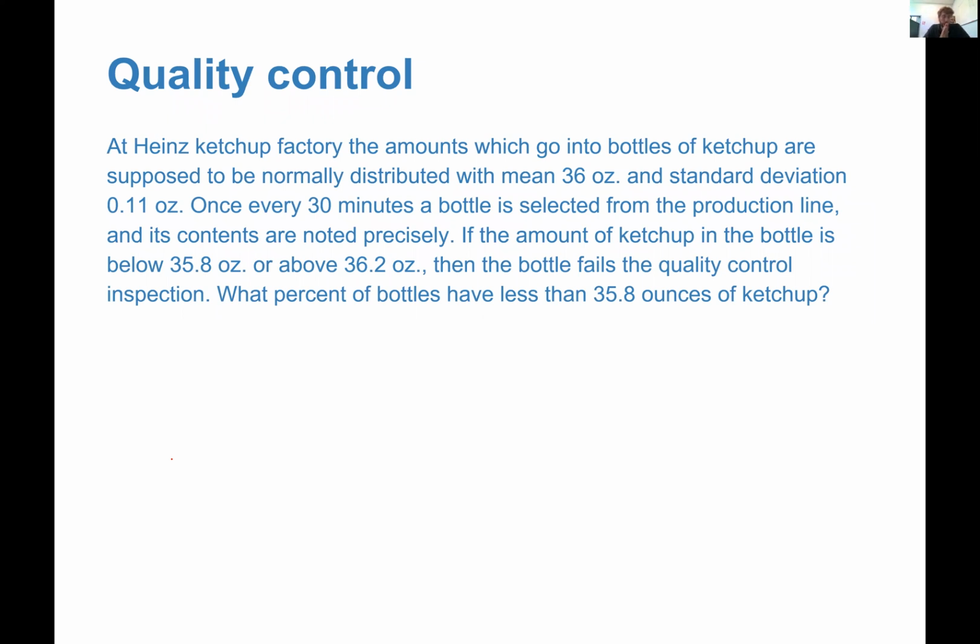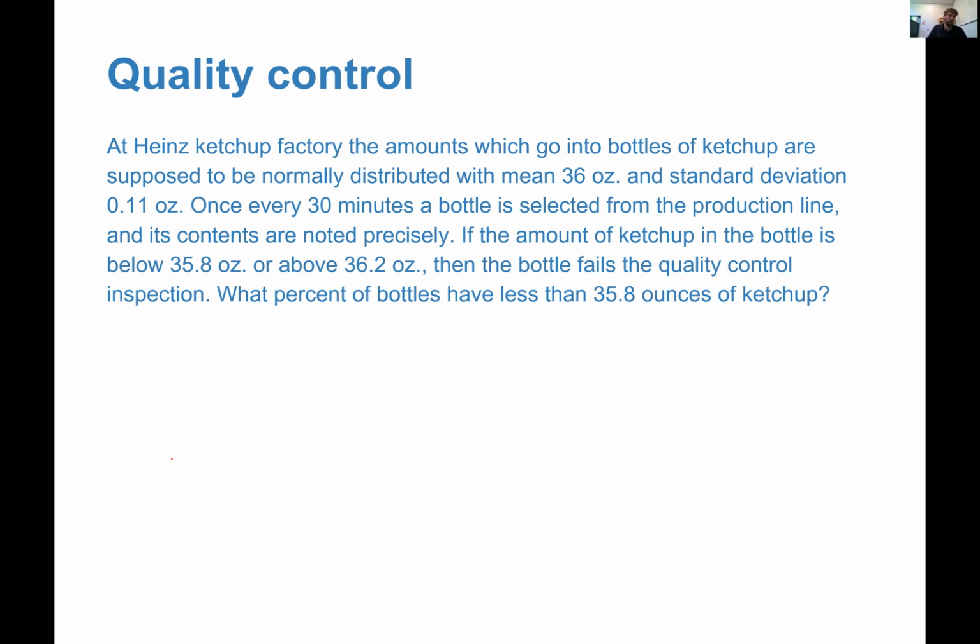Let's do an example. At a Heinz ketchup factory, the amounts which go into bottles of ketchup are supposed to be normally distributed with a mean of 36 ounces and standard deviation of 0.11 ounces. Once every 30 minutes, a bottle is selected from the production line and its contents are noted precisely. If the amount of ketchup in the bottle is below 35.8 or above 36.2, then the bottle fails the quality control inspection. What percent of bottles have less than 35.8 ounces of ketchup?